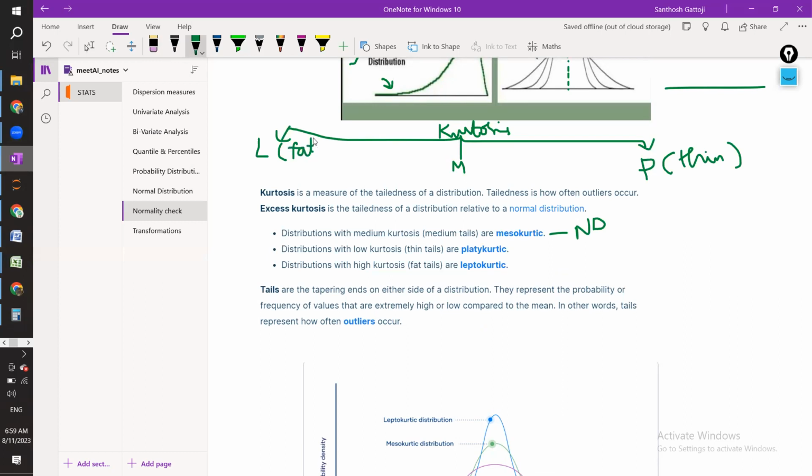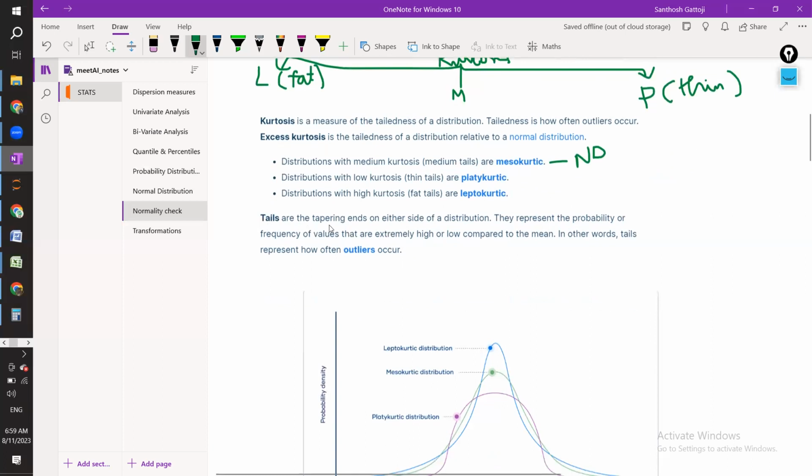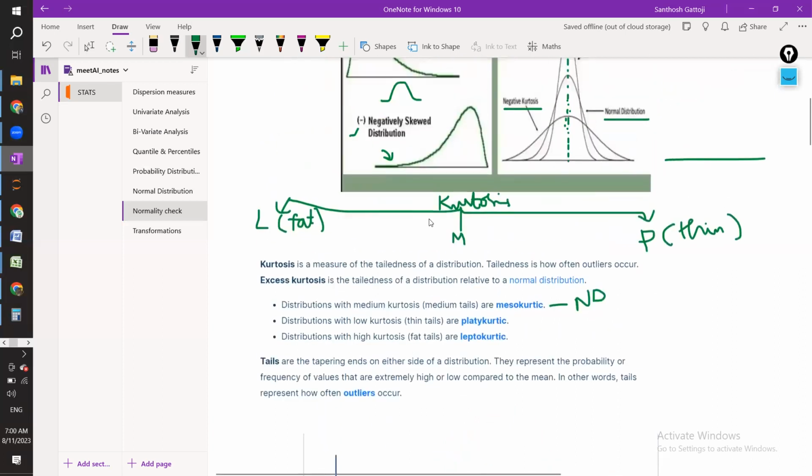Now these are the kurtosis values, the kurtosis divisions. So normal, thin tails, and here it is fat tails: lepto, meso, platy. You can remember platy as flatty, flat, thin, like that. Now, if you see the examples, tails are the tapering ends on the other side of the distribution. They represent the probability or frequency of values that are extremely high or low compared to the mean. In other words, tails represent how often outliers occur. So the whole scenario is that we are measuring with respect to tails.